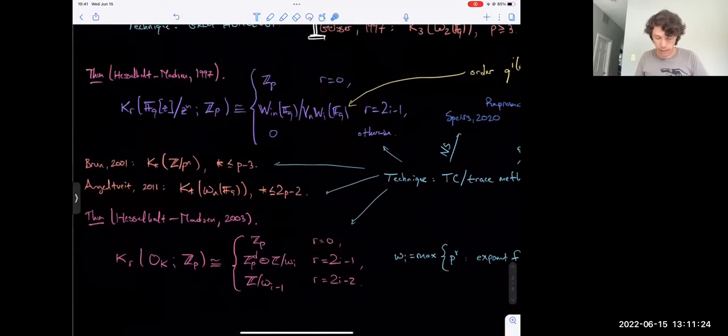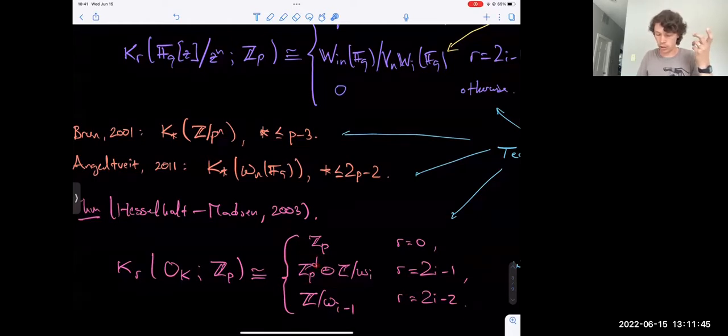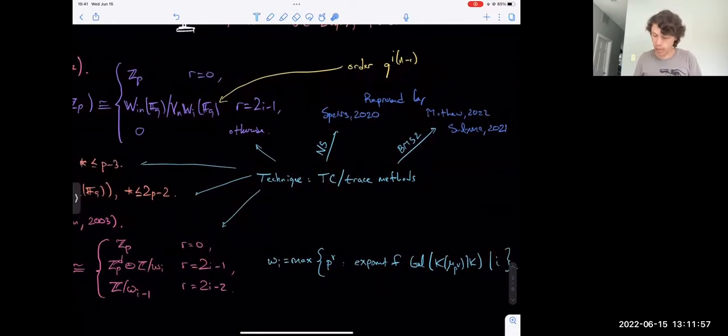And then finally, Hesselholt and Madsen also computed the p-adic K-theory of the p-adic rings of integers. And it's given by these tables. In positive odd degrees, there's a free summand, which is Z_p to the degree of the field extension, plus a single cyclic torsion group. And in even degrees, it's a single cyclic torsion group. These W_i are defined here. Let me just paraphrase and say that the more roots of unity your field has, the bigger W_i is. So this is something about the structure of the p-adic part of the cyclotomic tower of K. And that's what goes into here.